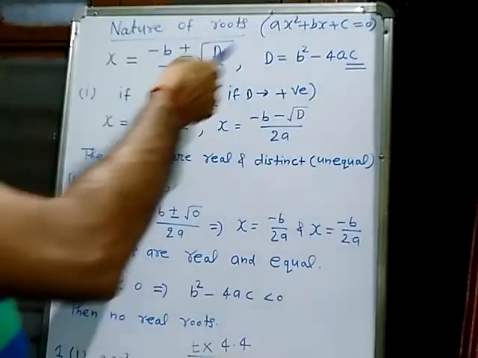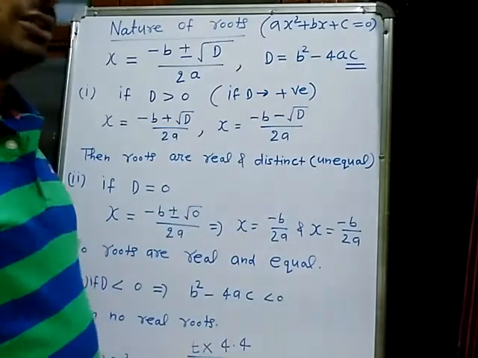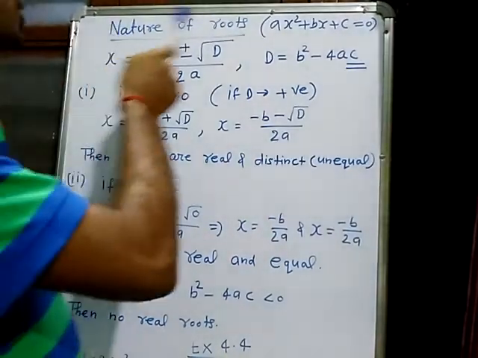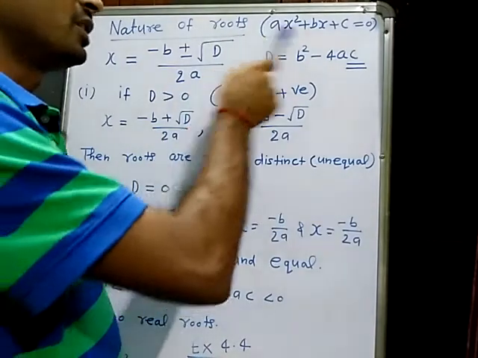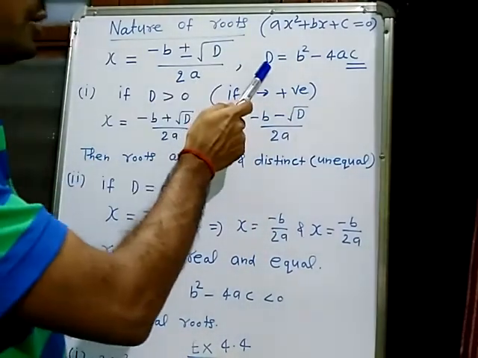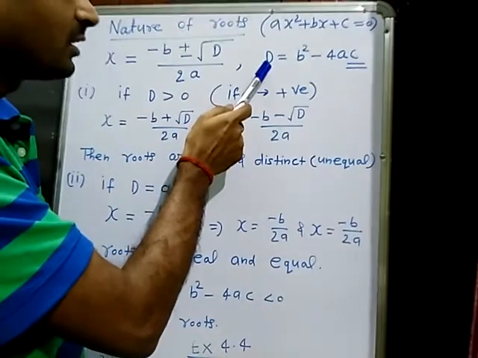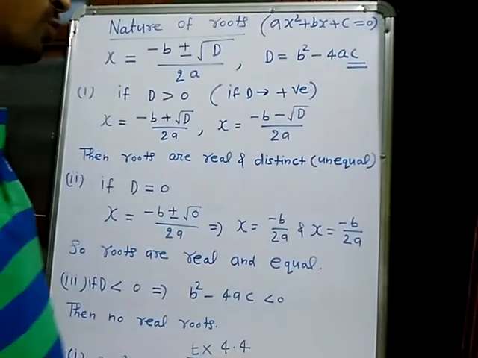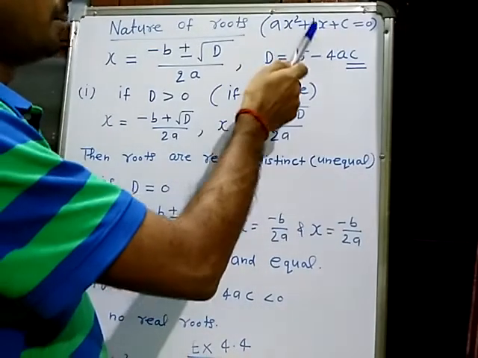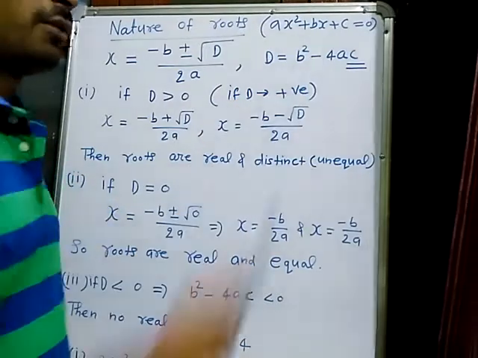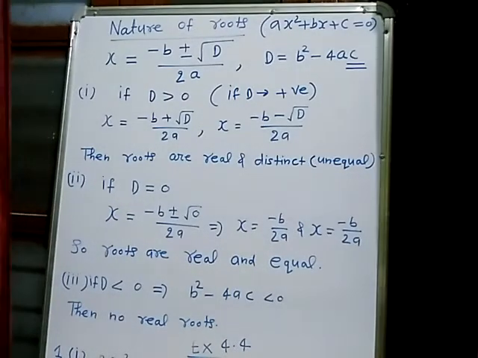So using this formula we can find the roots, and here I am going to explain the nature of roots, which types of roots are possible in a quadratic equation. According to D, we can understand which type of roots are possible. To understand the roots, firstly we need to write a, b and c, then find D using the formula D = b² - 4ac.